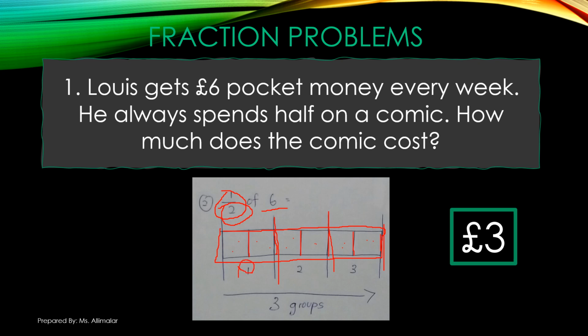1, 2, 3 groups. So half of 6 is 3. So what is 1 over 2 of 6? Half of 6 and 1 over 2 of 6 are the same thing, guys. So the answer is 3. 3 pounds. Easy, guys? Easy, right? If you don't understand, please replay this video again and again. Now let's move to the next slide.